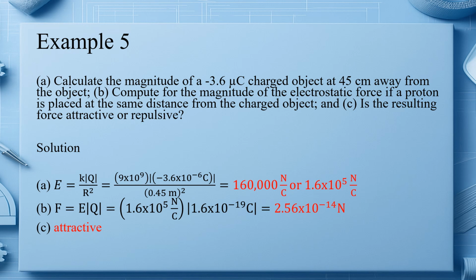So I am talking about the negative 3.6 microcoulomb charged object, and what we have solved, which is the 1.6 times 10 raised to negative 19 coulomb. So that is the proton, positively charged.